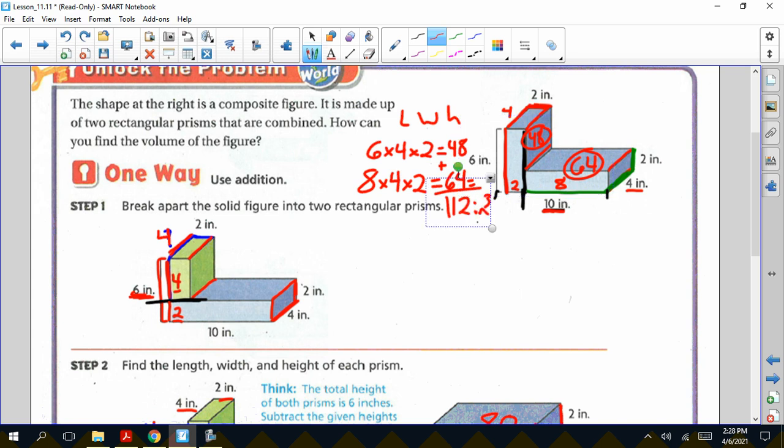So there are different ways that you can cut the rectangular prisms into two smaller rectangular prisms. You can cut them up and down, or you can cut it from side to side. You just cannot cut it diagonally.